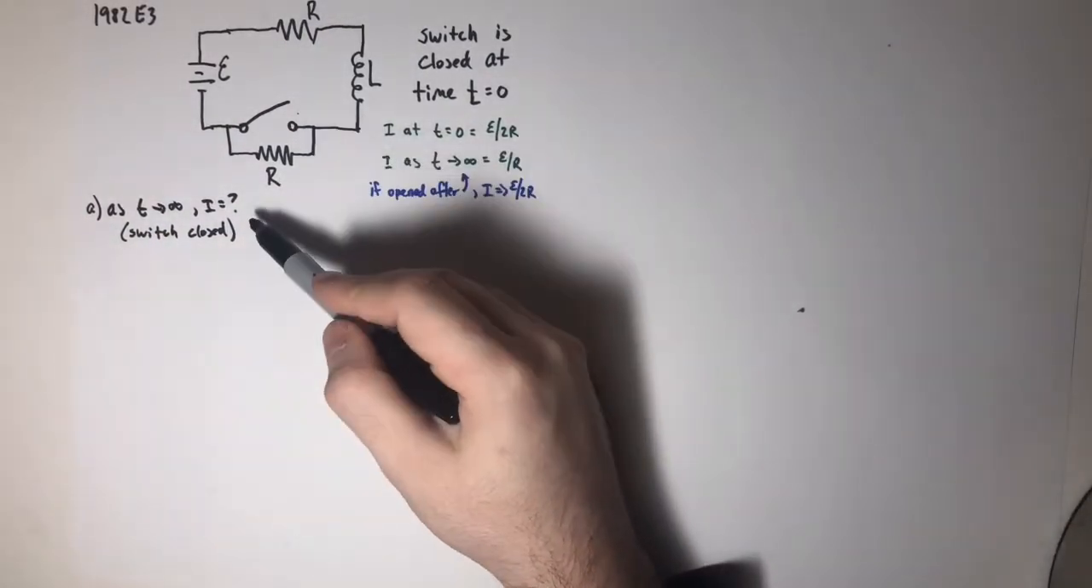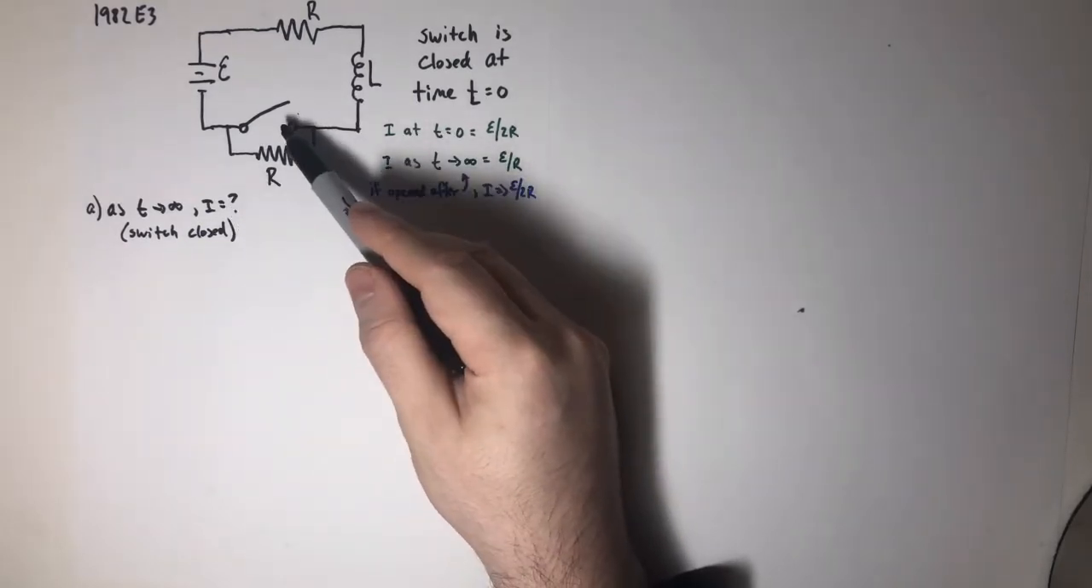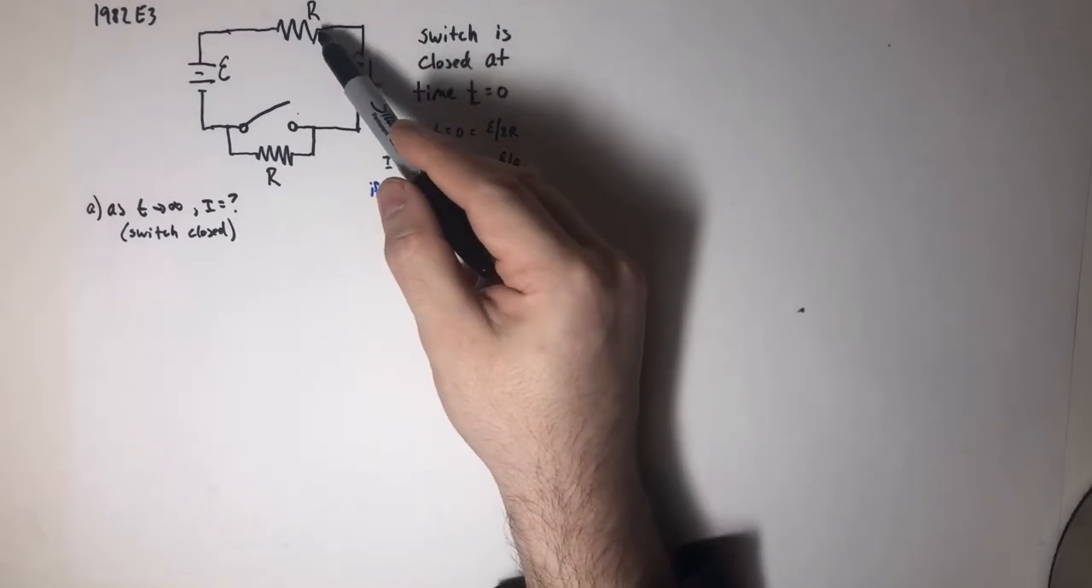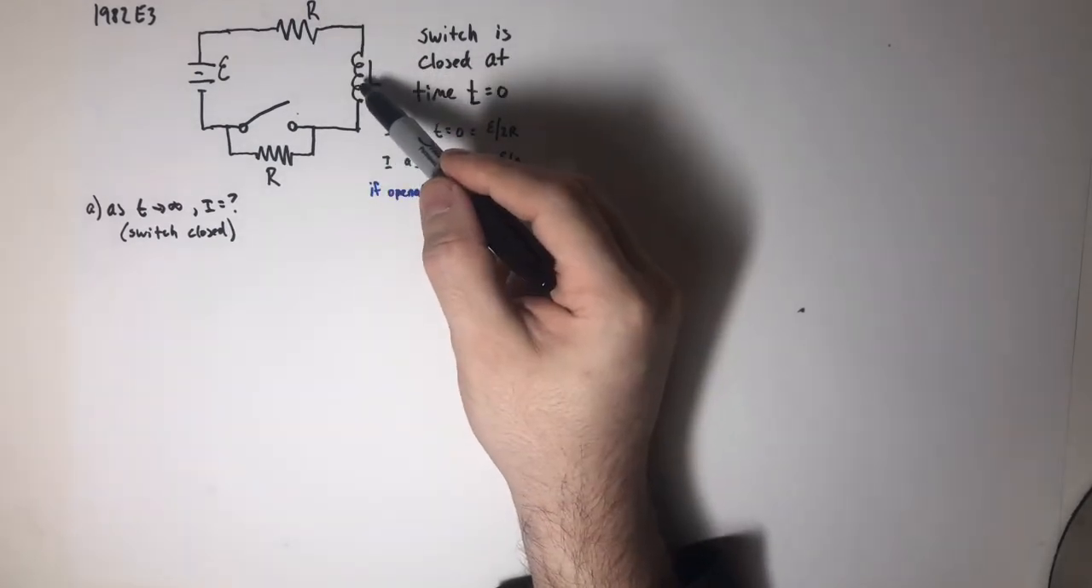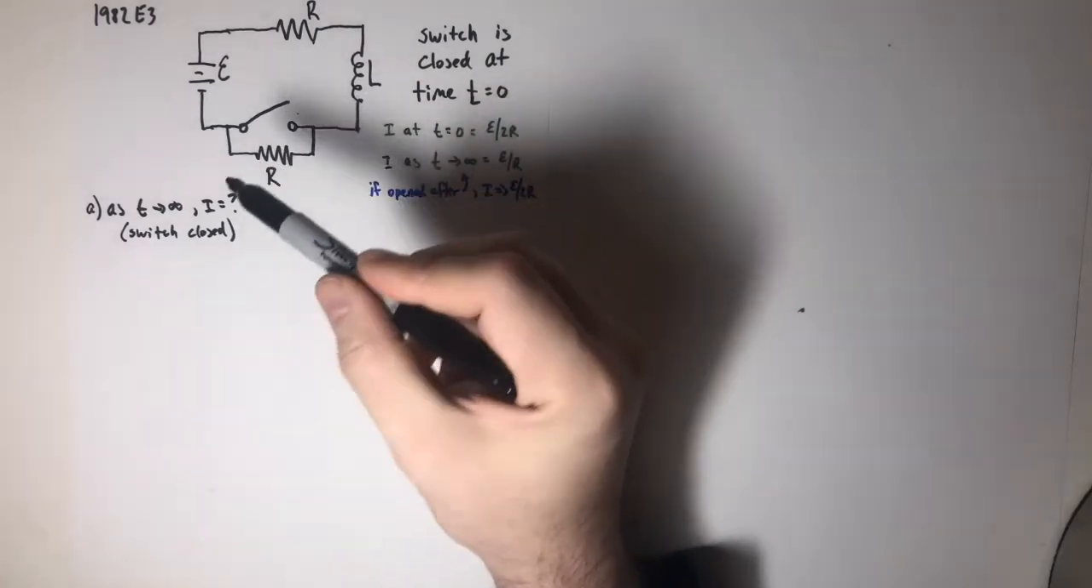Sure enough, the first question asks, what is the current after a long period of time with the switch closed? That's going to be the inductor being ignored, the resistor only here, because the second resistor has been shorted out.